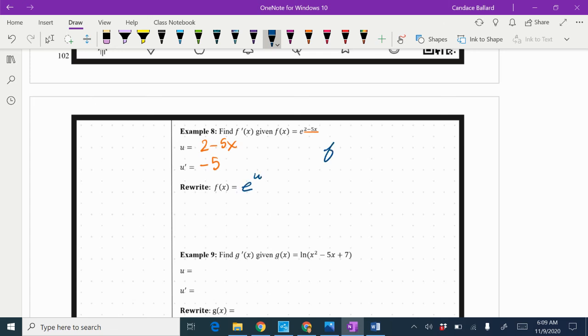So when I go to take my derivative, f prime of x, I know it's going to be the derivative of my outside function, leave the inside alone, times the derivative of the inside. So the derivative of e to the u is e to the u. The derivative of the inside function we got was negative 5. Now I'm going to rewrite it and bring the negative 5 out front, and instead of writing a u, I'm going to write 2 minus 5x.